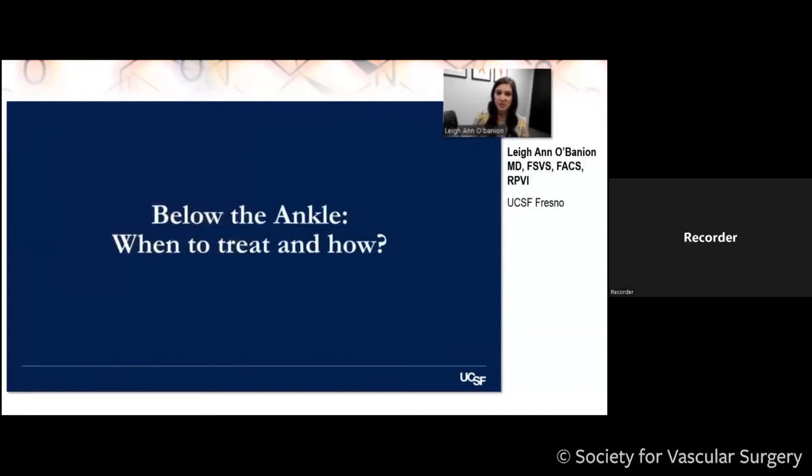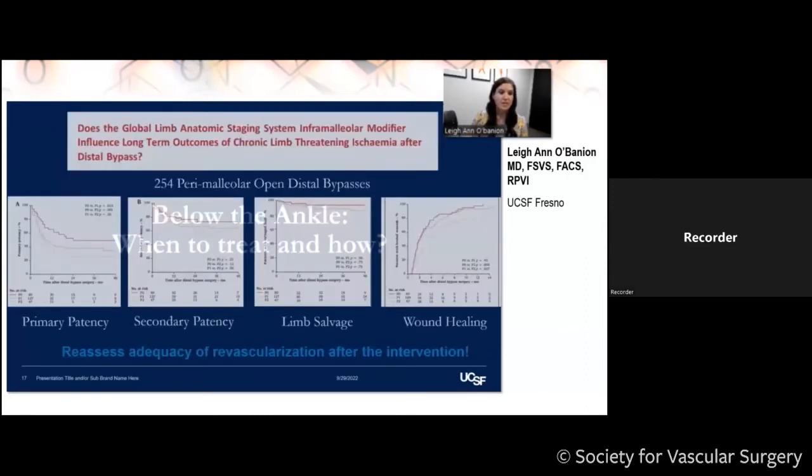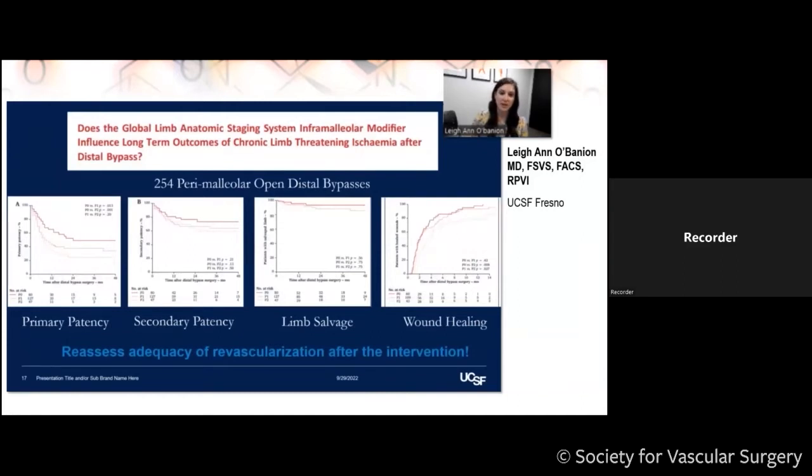There have been recent publications which suggest that open revascularization may be superior to endovascular therapy in advanced GLASS stages. But what's the data on patients with inframalleolar or pedal disease, and how should we be treating these advanced CLTI patients? Here's a study which examined 254 perimalleolar open distal bypasses and stratified them by pedal GLASS modifier.